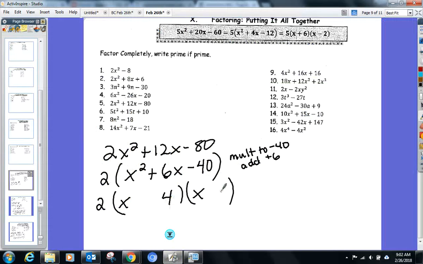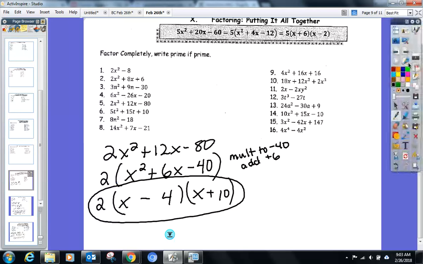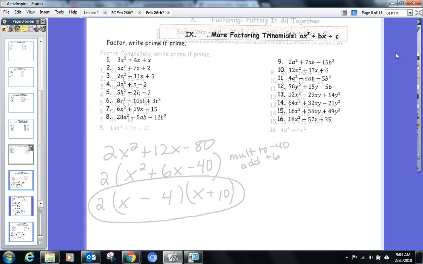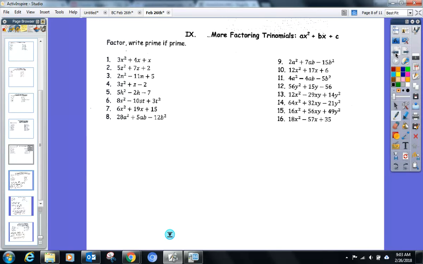So 4 and 10 do the trick. Positive 10 and why? Because they need to add to 6. So the 10's got to be positive. The 4's got to be negative. If you haven't done so already, bring down the GCF we took out originally of 2. And there it is. That's as far as we can go. How are we feeling here? All right, this is day 1 of 4 here. Big grind coming up. Ooh, how about this one?